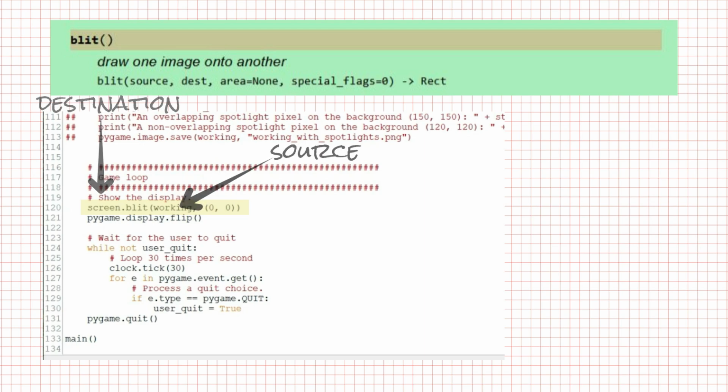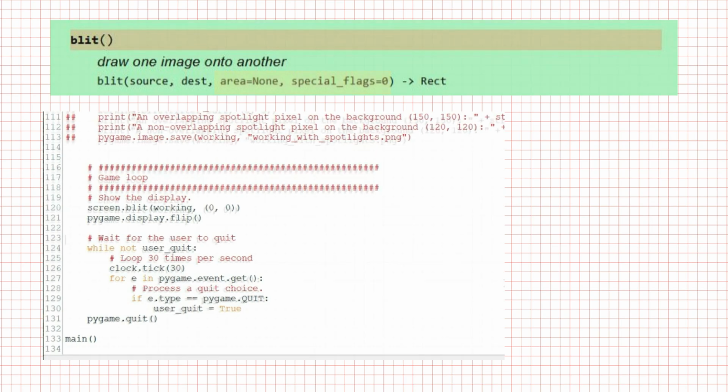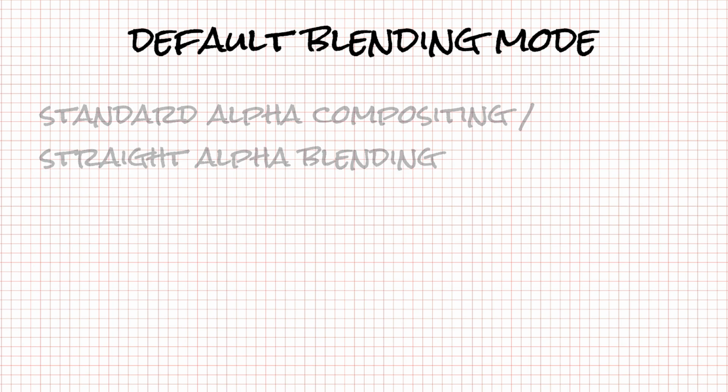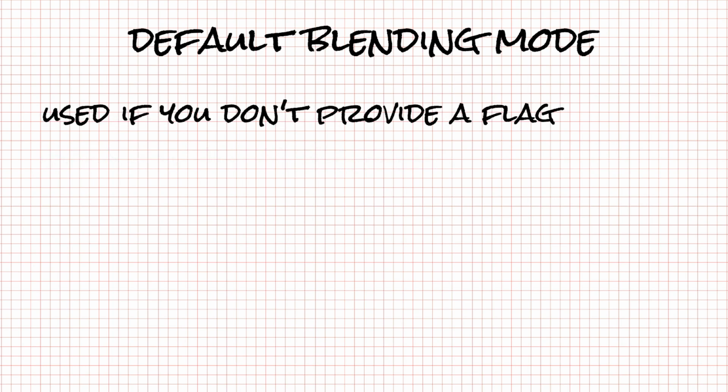The next argument, dest, is the left top coordinate on the destination where we want to start copying the pixels from source to destination. 0, 0 is the left top, but we can copy to any part of our destination surface. We then have two optional arguments. The area is the part of the source that we want to blit, and special_flags is where we can specify a blending mode. Let's start with the default blending mode called Standard Alpha Compositing or Straight Alpha Blending. If you don't include an optional blending flag, the default is used.